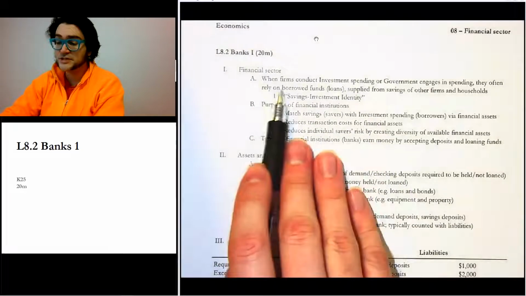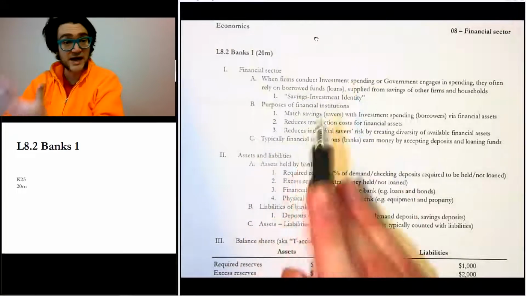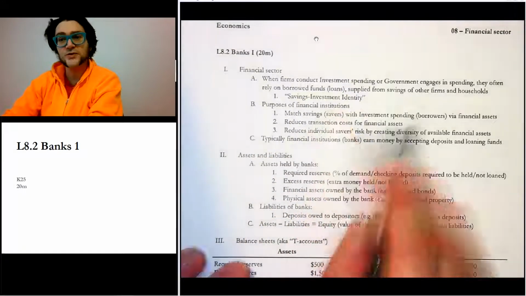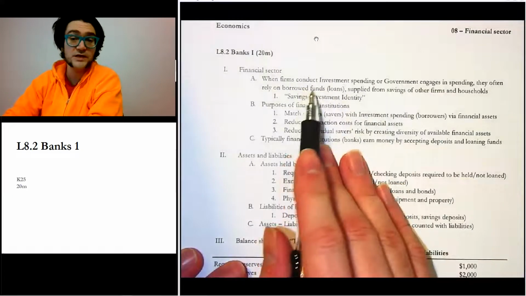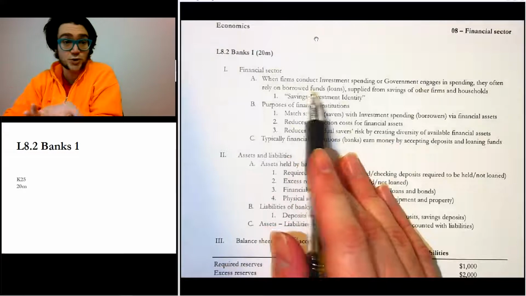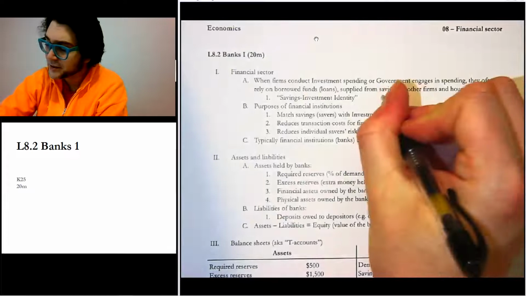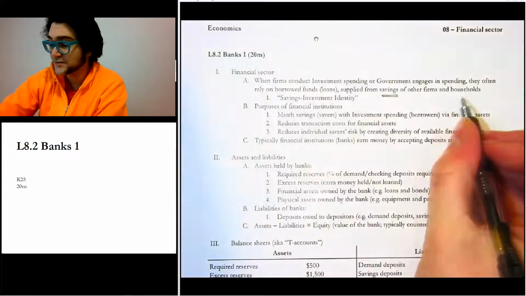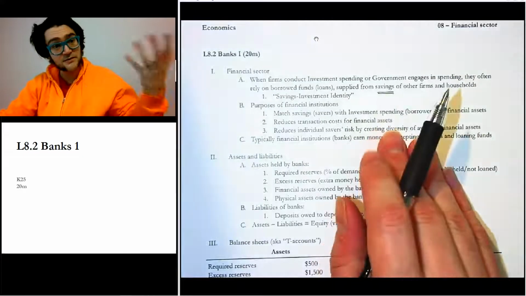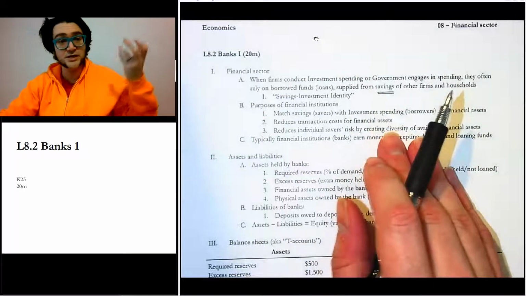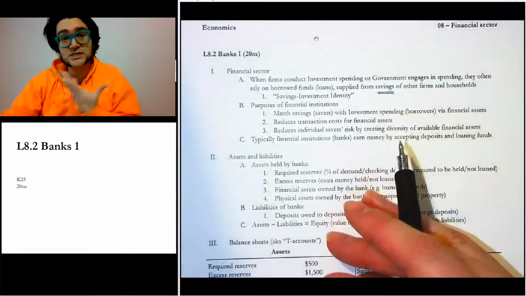So the idea here is that when firms are doing investment spending, buying factories and machines, right, or when the government is spending on things, they often have to borrow that money. And we know that consumers also borrow money to finance their consumption spending. In general, that money comes from the savings of other firms and households. So where do the dollars that end up financing all this consumption and investment and government spending come from? Well, they come from people like you and me, people who save our money.